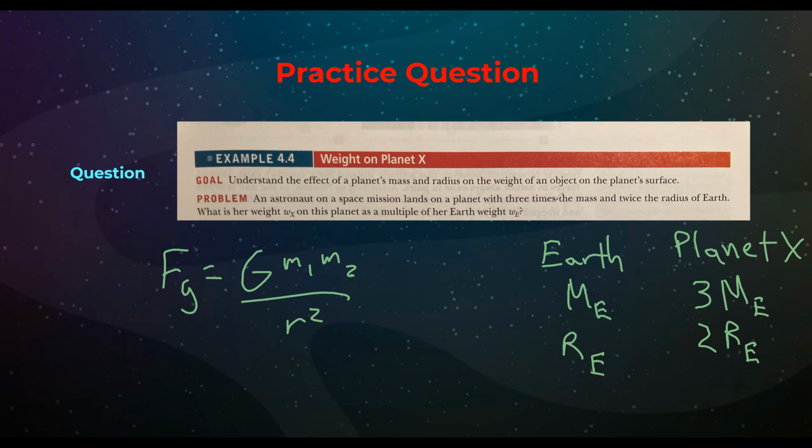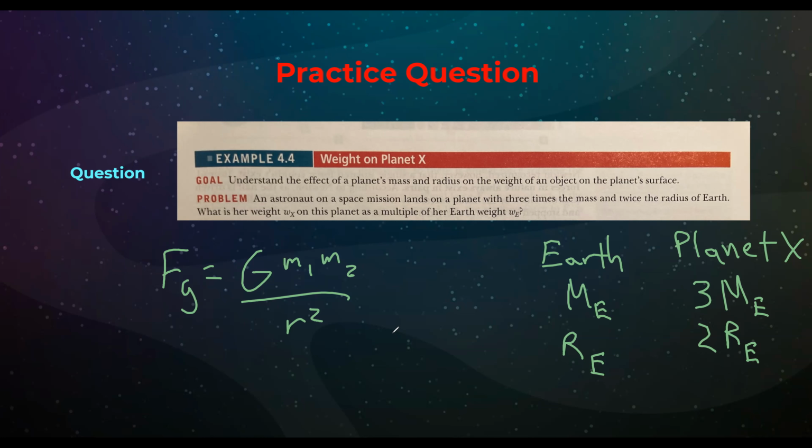Now it asks us, what is her weight, w sub x, on this planet as a multiple of her Earth weight, w sub e. When they're talking about multiple, it's most likely they're asking about a factor, like a ratio. So does anyone have any ideas after I've written all the givens out and the equation we're going to use? Does anyone have an idea how we're going to solve this problem?